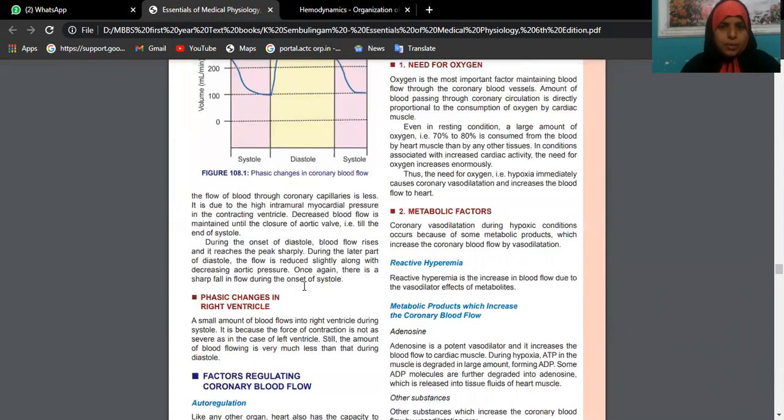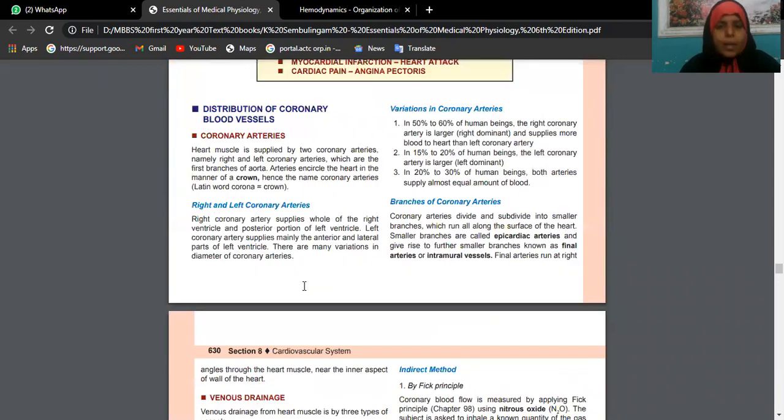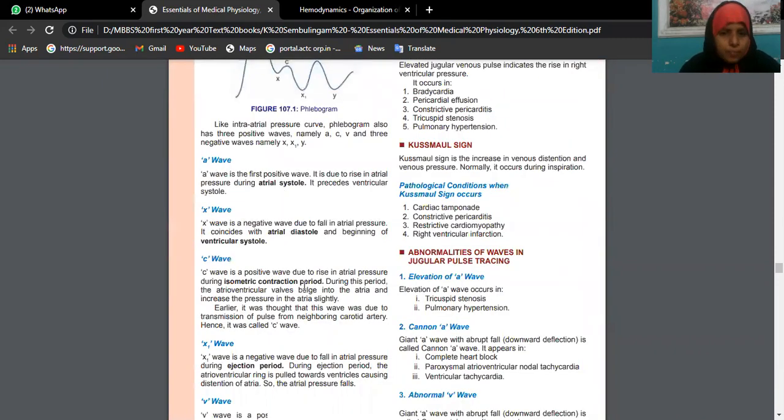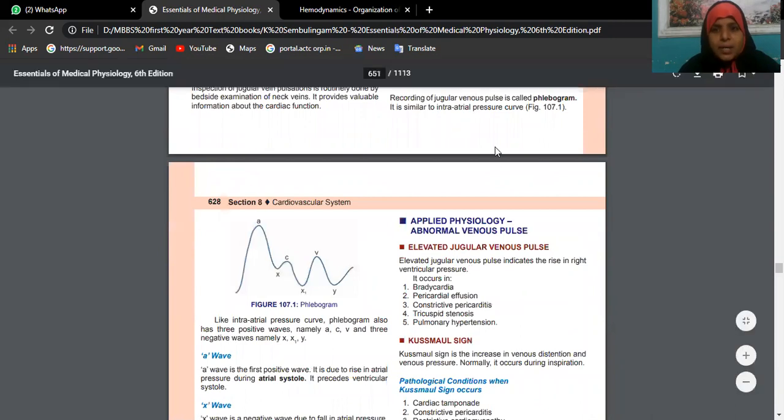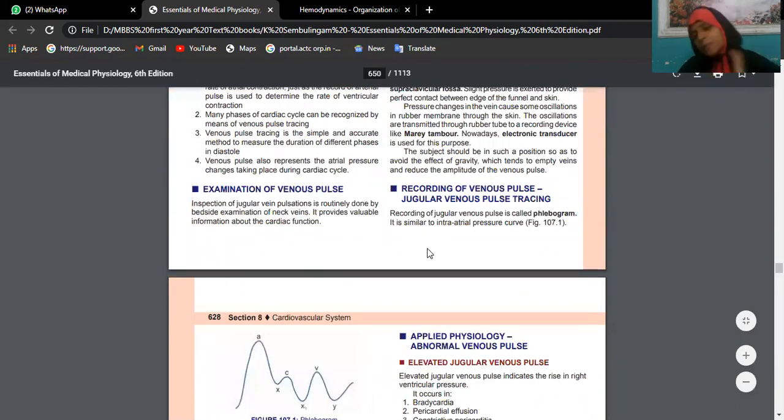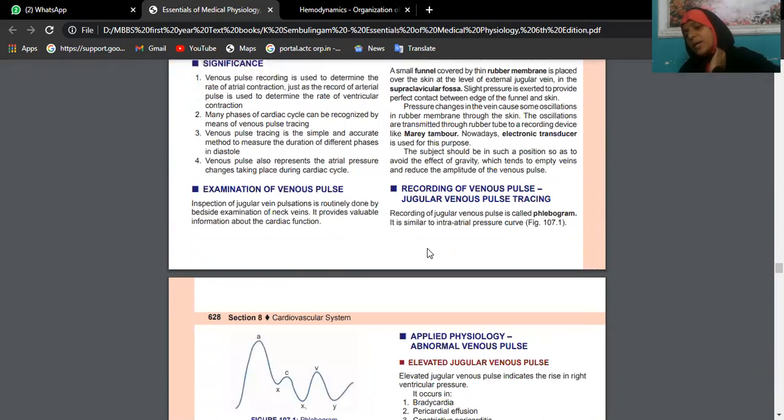Necrotic wave and all will be there. Yes, this is jugular venous pulse tracing is the question. Okay, that means we are recording the jugular vein. Here inside the carotid sheath, we have jugular vein, and because it is very close to common carotid artery, the pulsations from the common carotid artery are transmitted to jugular vein because they are side by side. Okay, you can record the pulse inside the jugular vein. That's what is called phlebogram.